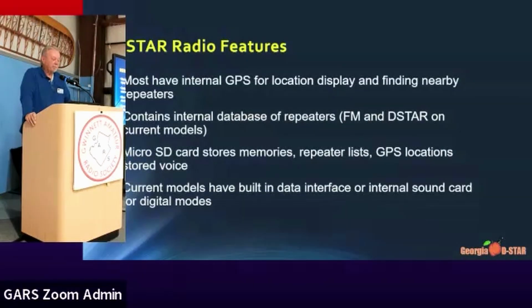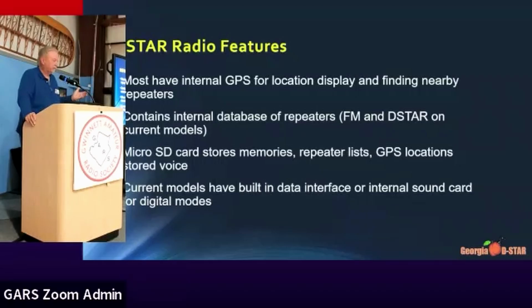Now, let me talk about some features of D-Star radios themselves. This is an example of one. This is the ICOM ID52A. You have them in mobiles and handheld radios as well. Most of the radios, especially everything that's been produced probably in the last 12 or 13 years, have internal GPS.